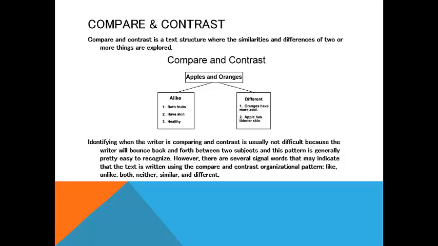Identifying when the writer is comparing and contrasting is usually not difficult, because the writer will bounce back and forth between 2 subjects, and this pattern is generally pretty easy to recognize. However, here are some signal words that may indicate that the text is written using the compare and contrast organizational pattern: like, unlike, both, neither, similar, and different.